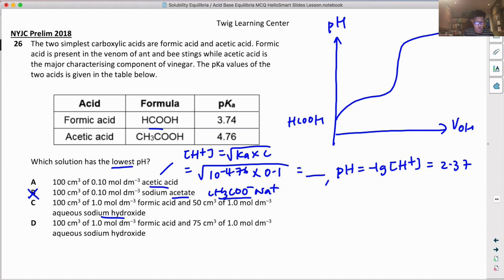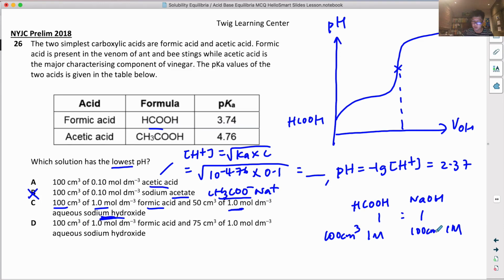Alright, I want you to imagine, if I have 100 cm cube and the concentration of formic acid is the same as the sodium hydroxide, the acid and the sodium hydroxide are reacting in a ratio of 1:1. So if the concentration of this is 1 mole per dm cube and this is 1 mole per dm cube, if I have 100 cm cube of acid, I definitely need 100 cm cube of sodium hydroxide. So I'm just trying to say that this part should be 100. Can you see that? It should be 100.